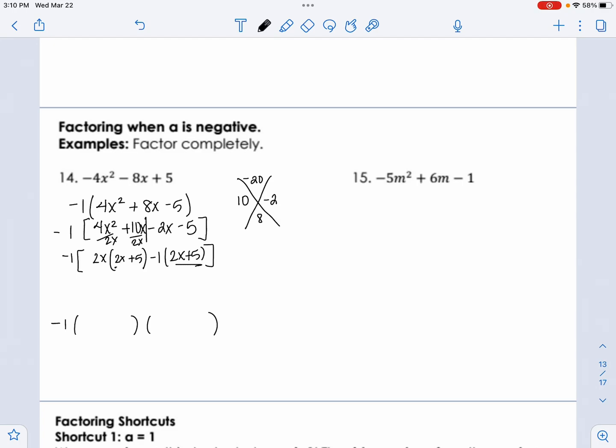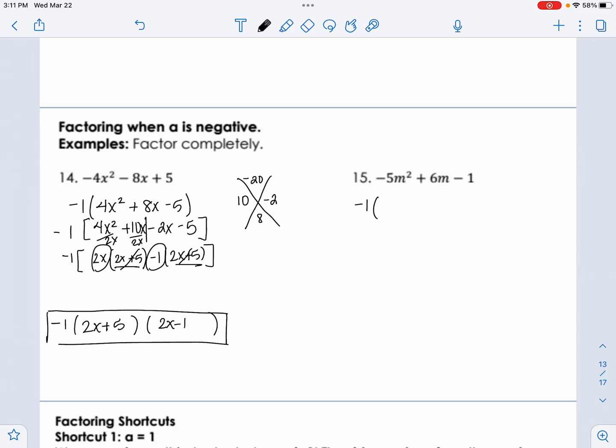Okay, so now we're ready to write our answer. Factor out 2x plus 5, and what's left is 2x minus 1. And I already have the -1 written there, so make sure that it's included in your final answer. Try 15 on your own.